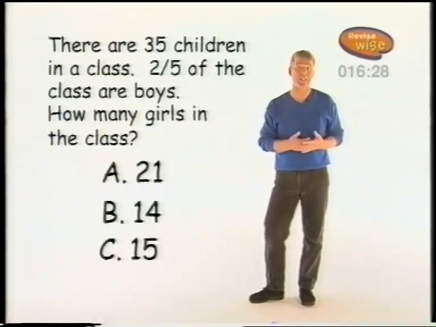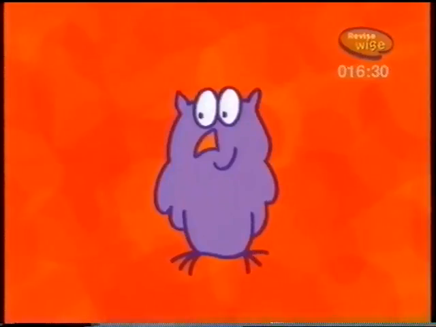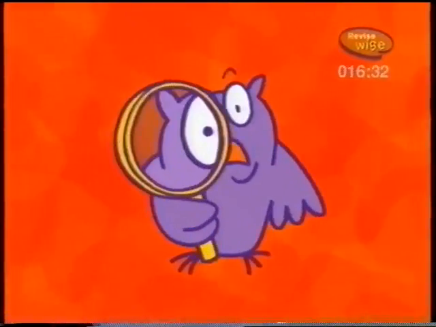Well, here's the maths team with some clues to help you. First, find out how many boys there are in the class. To find a fraction of an amount, you need to divide by the denominator and multiply by the numerator. Once you know how many boys there are, take this away from the total number of children in the class to find out how many girls there are.